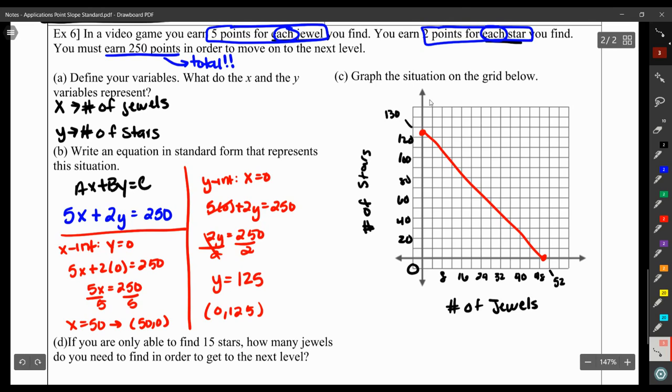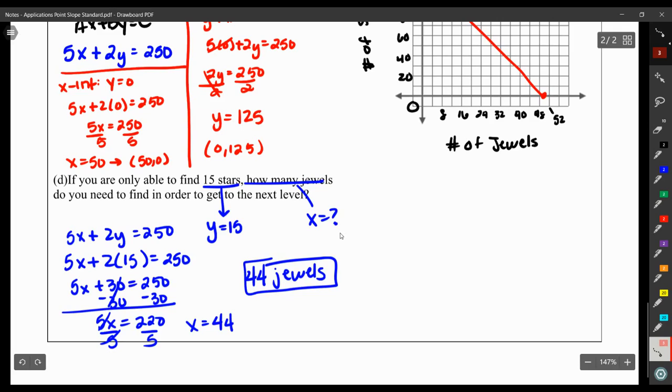Pause the video, see if you can try letter D. Here's your answer for letter D. If yours says you're able to find 15 stars, because I called the y value the stars, that means this has got to be the y value of 15. How many jewels means I don't know the number of jewels still, so that means x is still a variable. So plug in the 15 for y, solve it down, and you get 44. Make sure you put a unit on the back of 44. Don't just give me 44. Make sure you end your word problems in words. Word problems always end in words.